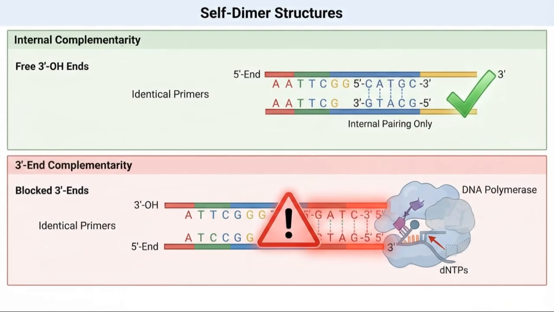So what should you look for? If the complementarity is mainly in the middle of the primer, it's usually acceptable. If the last 3 or 4 bases at the 3' end pair perfectly, that's a warning sign. Again, when comparing candidates, choose the primer with weaker 3' interactions.